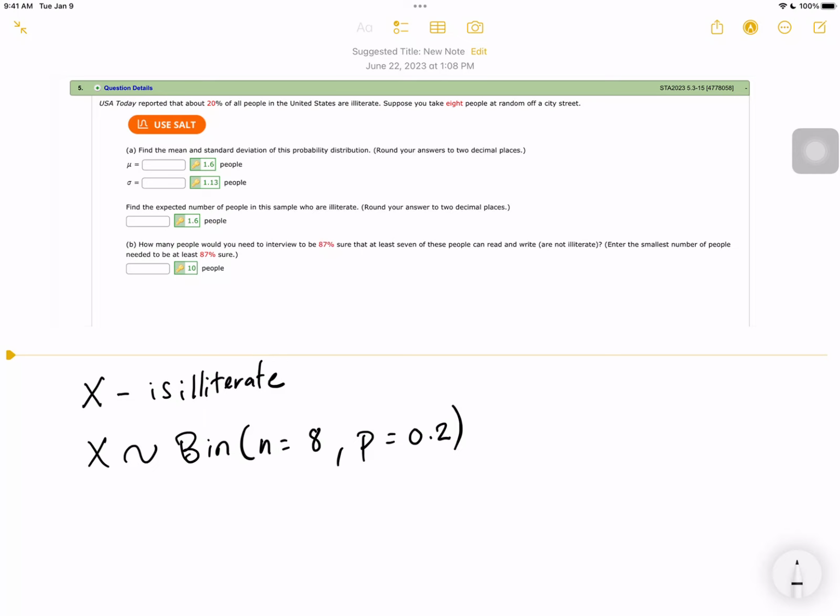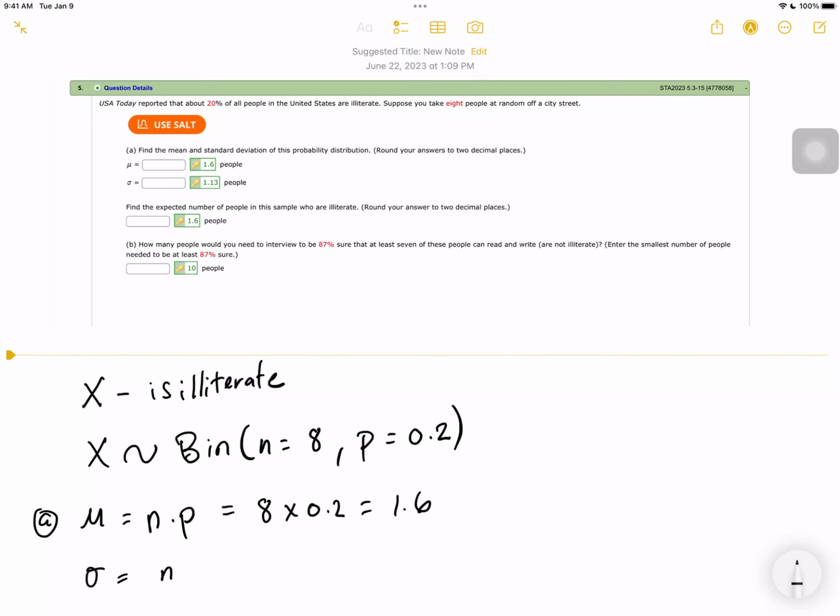All right, so find the mean and standard deviation. Well, the mean has the formula NP. In this case, that's going to be 8 multiplied by 0.2. 8 times 2 is 16, so that's going to be 1.6. So that's number A.